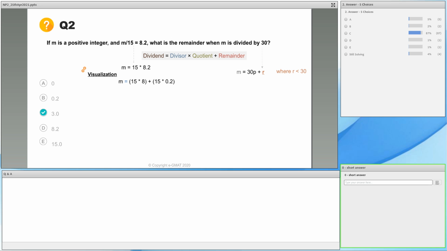Very same approach. My question was, what is the remainder when m is divided by 30? How do I translate that? We already know. The constraint is r has to be less than 30. Always keep track of that. What was given to you? M is a positive integer. Well and good. M by 15 is 8.2. So we did the same exercise. Let's split this up. 15 into 8 plus 15 into 0.2.